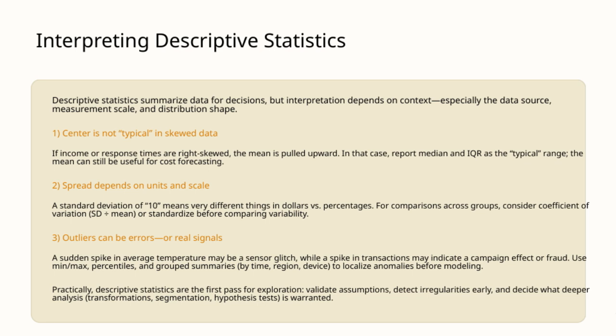Finally, let's talk about outliers. Sometimes an outlier is just an error, like a sensor glitch. Other times it might be a meaningful signal, like a sudden spike in temperature or transactions. To understand these anomalies, use tools like min and max, percentiles, and grouped summaries, by time, region, or device, to localize where these spikes are happening. This helps us decide whether they're just noise or something worth investigating further.